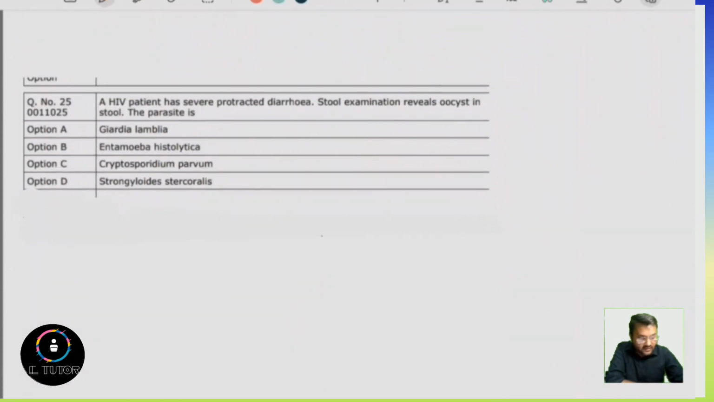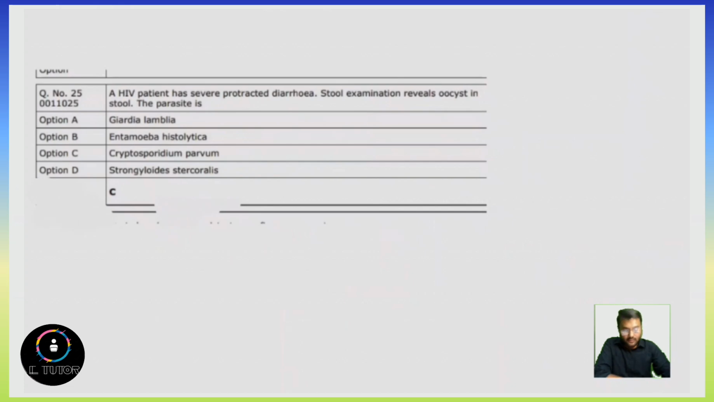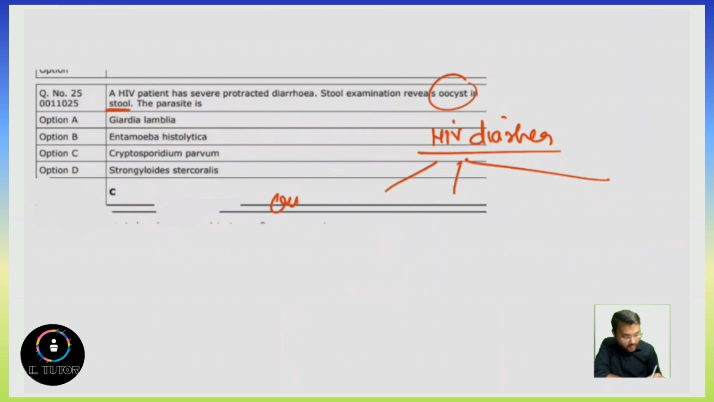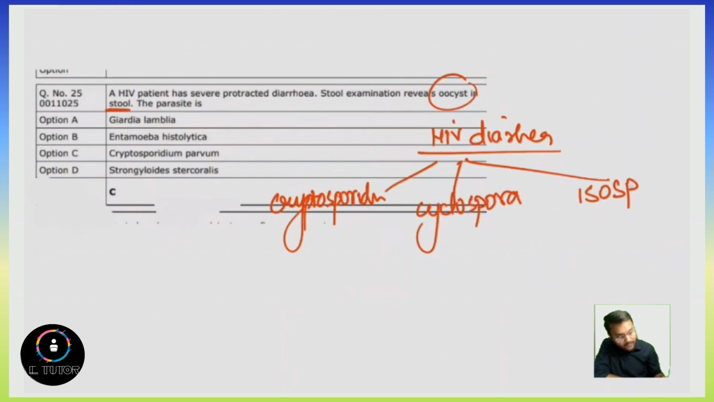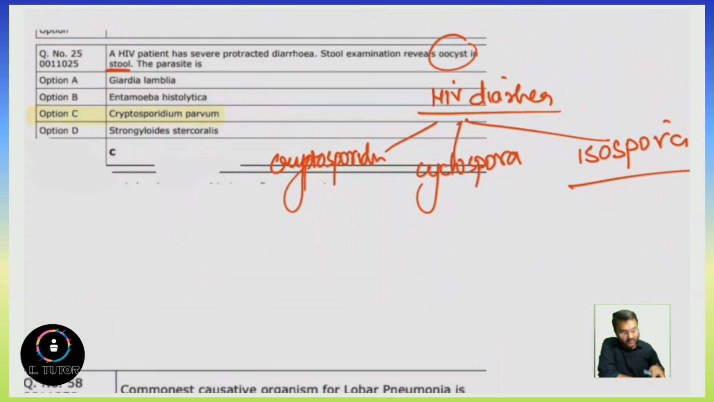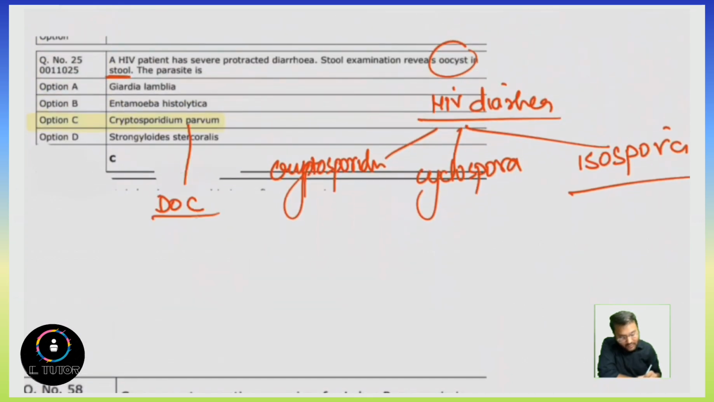The HIV patient has severe protracted diarrhea. So the next question is, HIV patient has severe protracted diarrhea. Stool examination reveals oocyst in stool. The parasite is, so HIV patient with diarrhea, the answer can be Cryptosporidium, Cyclospora, and Isospora. So among the given options, the answer will be Cryptosporidium parvum. And the drug of choice for Cryptosporidium parvum is nitazoxanide.